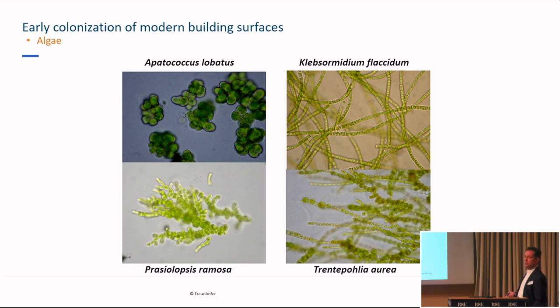Then, of course, we have the filamentous algae. We have some of them which make packets, like Apatococcus lobatus. Then we have the undivided filaments, like Klebsormidium flaccidum, or divided filaments. Then the Trentepohlia aurea usually forms a really nice orange patch, and here's Prasiolopsis ramosa, which is a very compact alga. And if it's on the surface of a building, it usually looks very similar to that alga.